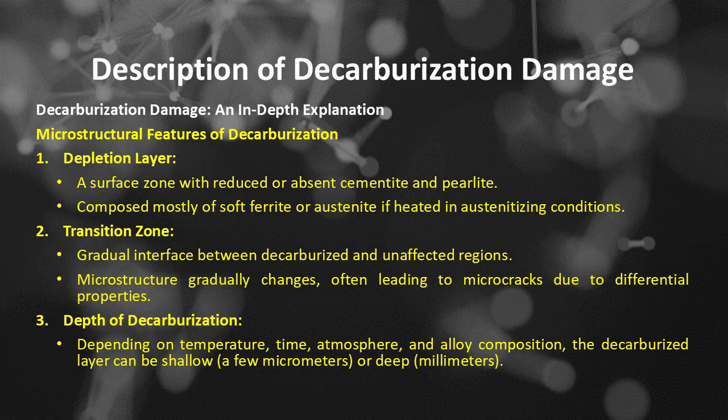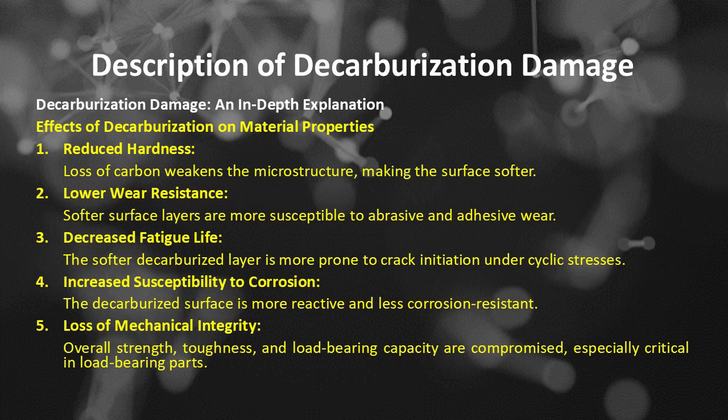Microstructural features of decarburization. Number 1, depletion layer, a surface zone with reduced or absent cementite and pearlite, composed mostly of soft ferrite or austenite if heated in austenitizing conditions. Number 2, transition zone, gradual interface between decarburized and unaffected regions. Microstructure gradually changes, often leading to microcracks due to differential properties. And number 3, depth of decarburization, depending on temperature, time, atmosphere, and alloy composition. The decarburized layer can be shallow, a few micrometers, or deep, millimeters.